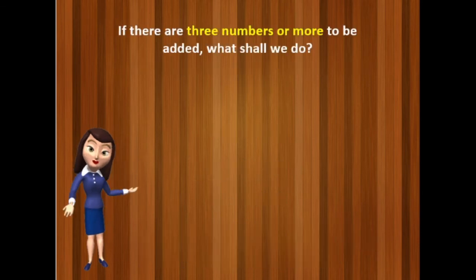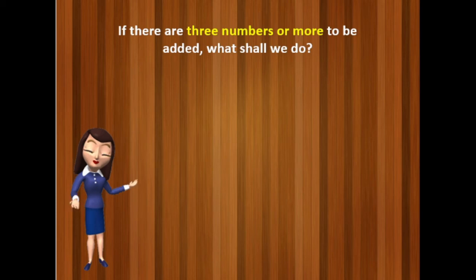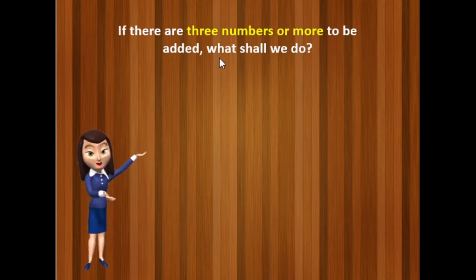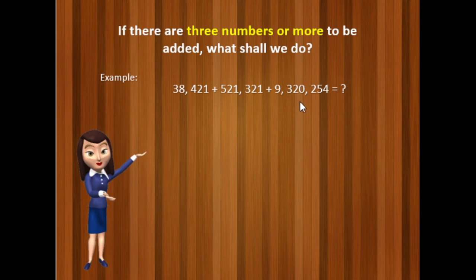But what if there are 3 numbers or more? What shall we do? On the previous slide, we had only 2 numbers. What would be the process if we have 3 numbers or more? Example, this one. 38,421 plus 521,321 plus 9,320,254. There are 2 ways to do it.